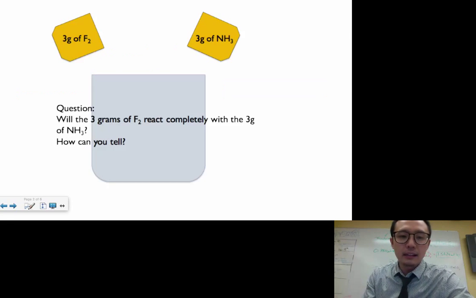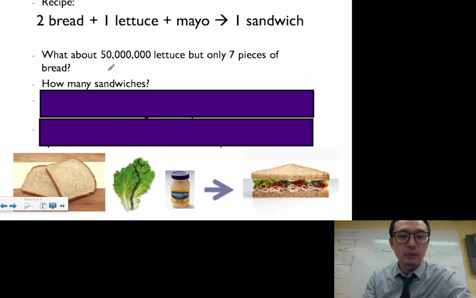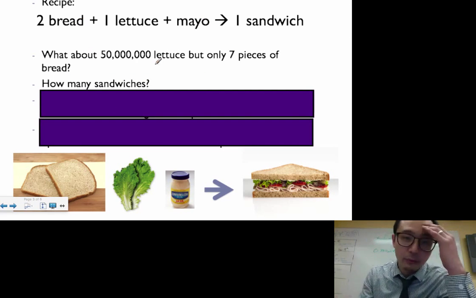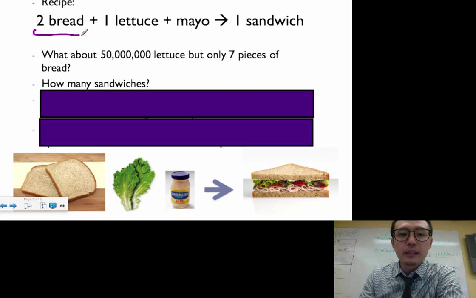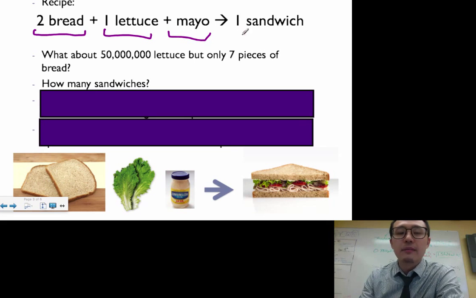Well, to understand that, let's look at this example. This is going back to 3 grams, 3 grams. What would happen once they react? To understand what would happen, we can start off with something like a recipe. If we have 2 pieces of bread, 1 lettuce, and mayo, that is my recipe, and it makes a sandwich. This recipe is not going to change, right?